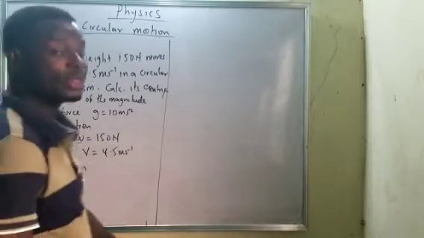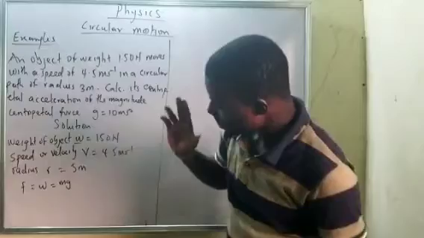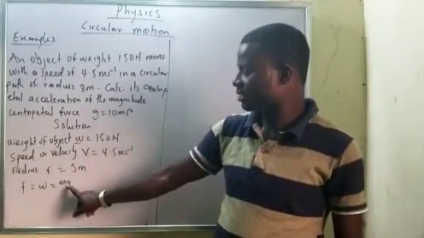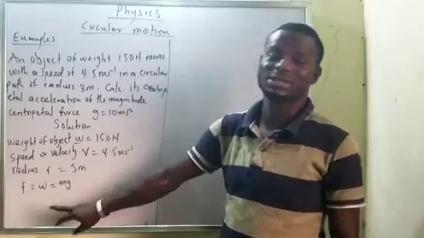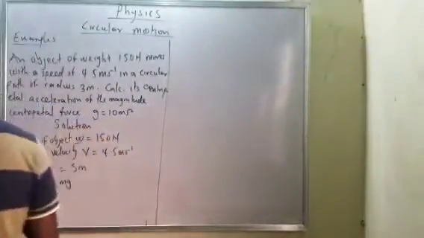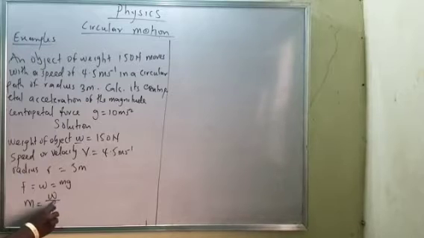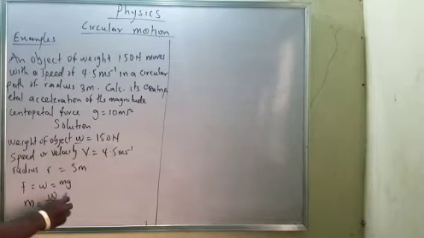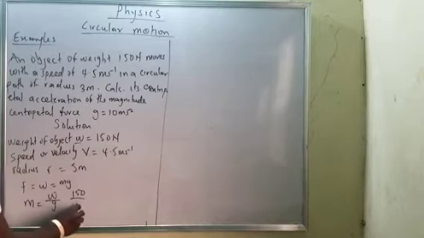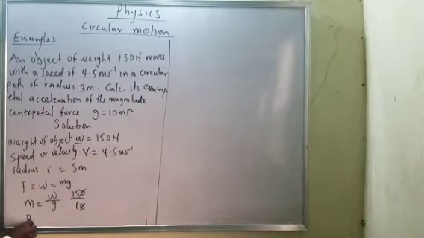I've told you that when we are talking about weight, it is always along with gravity. But force is always with acceleration. Now, I can say that my mass equals weight over gravity, which is 150 divided by 10. Hope you know what I'm doing here. It means my mass equals 15 kilograms.